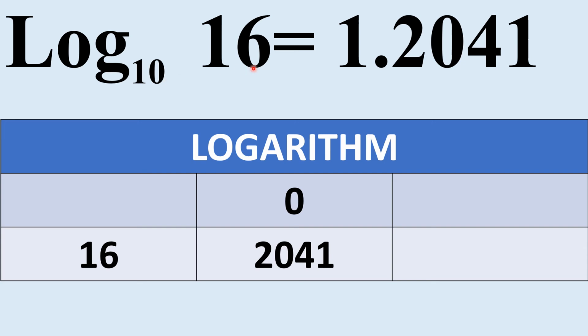Value of log 16 is 1.2041. In 16, before the decimal 2 digits are there. From that 2 you subtract 1. Thus 1 is the characteristic. To write the mantissa, in front of 16 under the column 0, in the logbook you have 2041. That 2041 you write after the decimal. Thus value of log 16 is 1.2041.